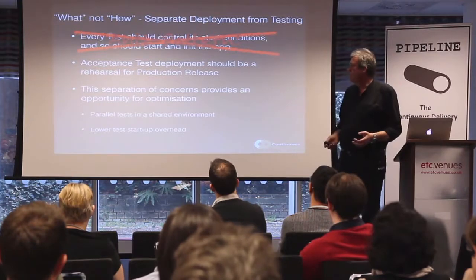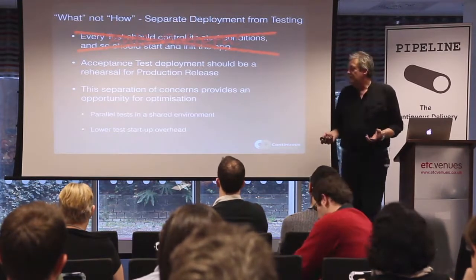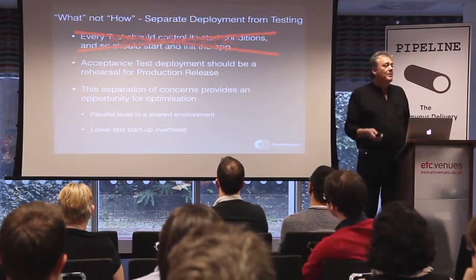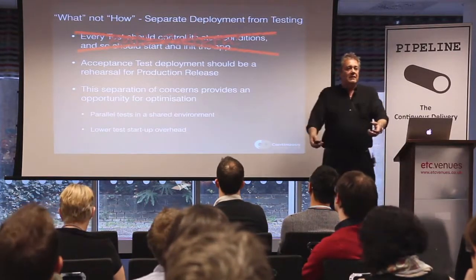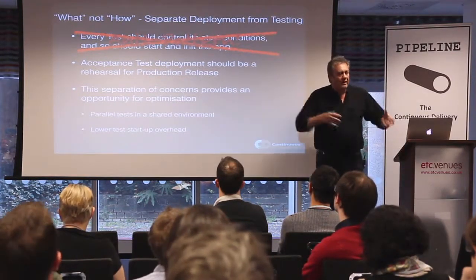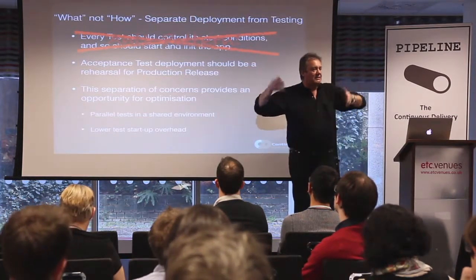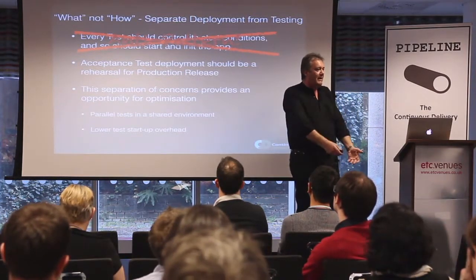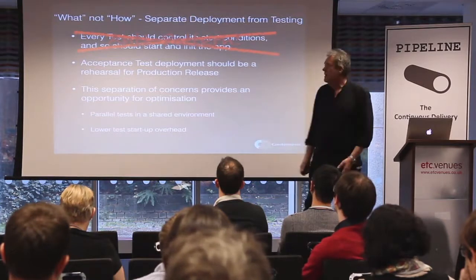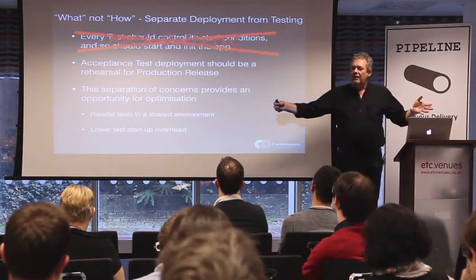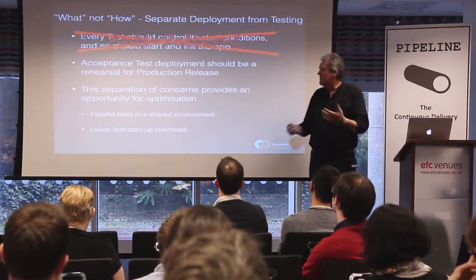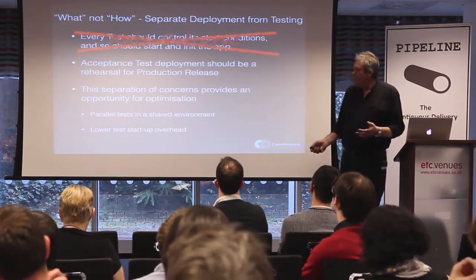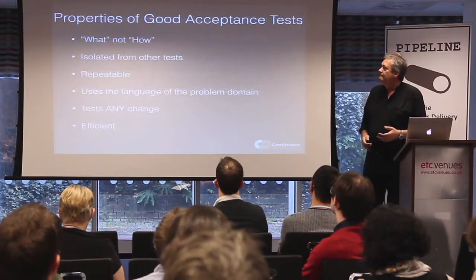The acceptance test stage is classically the first chance of rehearsing that as we go through our deployment pipeline. This separation of concerns that I'm talking about gives us a great opportunity for optimizing the process, because it gives the opportunity to parallelize the tests. We can deploy the application once and then run many tests against it. So we've just incurred that cost once. We can share it in different environments. If we've got this, we can go parallel and have multiple environments. It gives us many chances. And it, of course, lowers the test startup overhead.